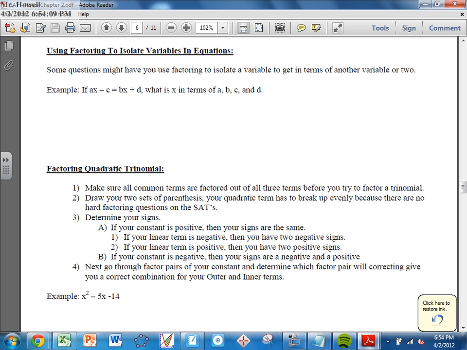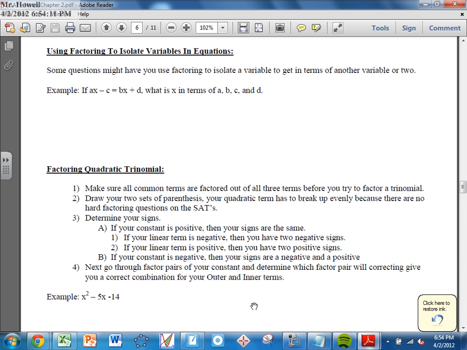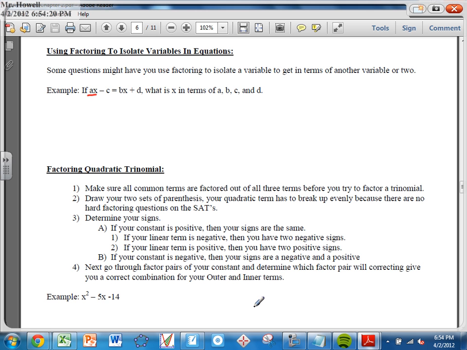All right. Using factoring to isolate variables. So we want to solve for x in terms of the other variables, but clearly I can see that x is over here and x is over here. So to get x by itself, I'm probably going to have to either combine like terms or factor it out. Now, I can't combine like terms really because I don't have any numerical coefficients. I have all variable coefficients.